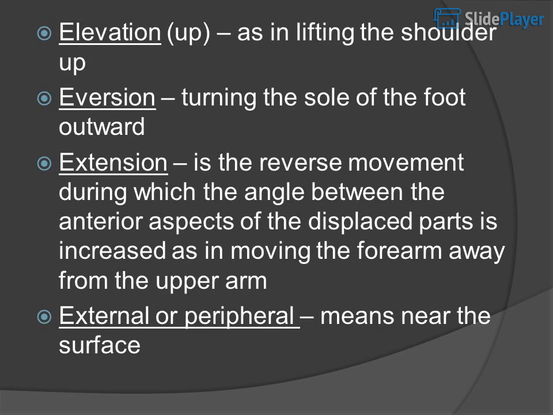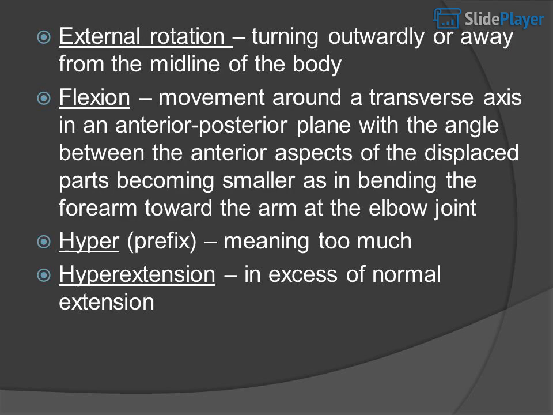External or peripheral: means near the surface. External rotation: turning outwardly or away from the midline of the body. Flexion: movement around a transverse axis in an anterior-posterior plane, with the angle between the interior aspects of the displaced parts becoming smaller, as in bending the forearm toward the arm at the elbow joint.